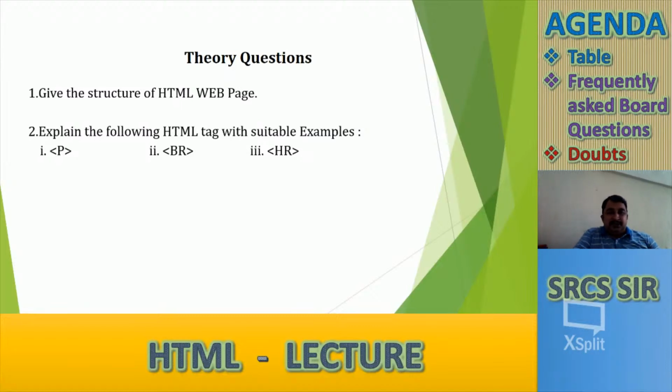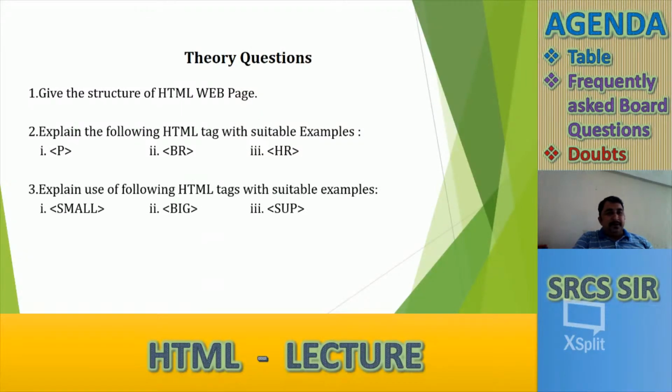HR tag is a horizontal ruler, break tag is line break, and P is paragraph. And next 3 tags: small, big, and superscript. Small is to make the font smaller in size, big is to make the font bigger in size, and to make the text superscript, that is sup.